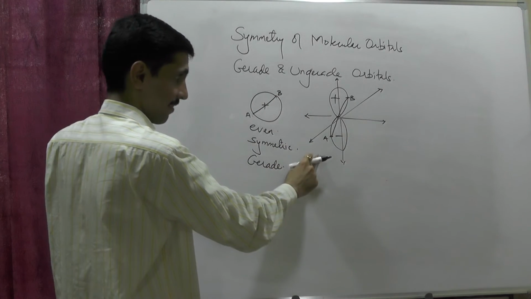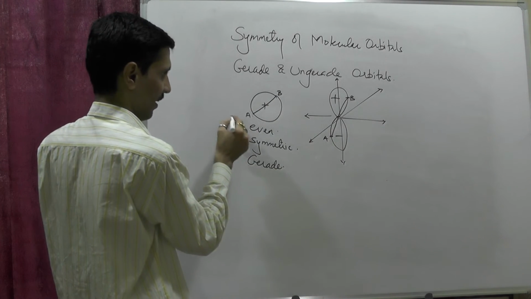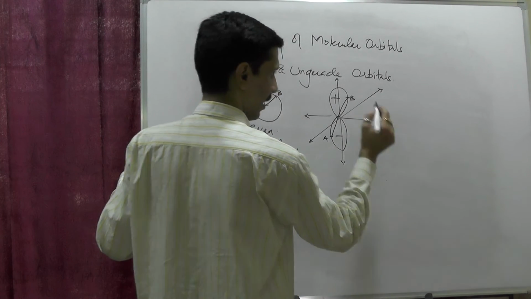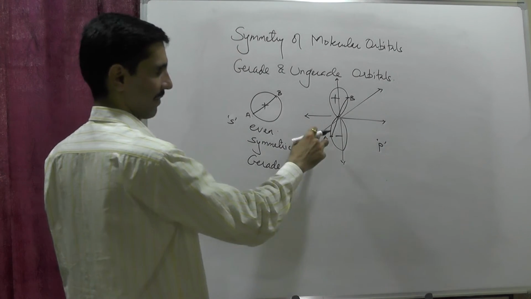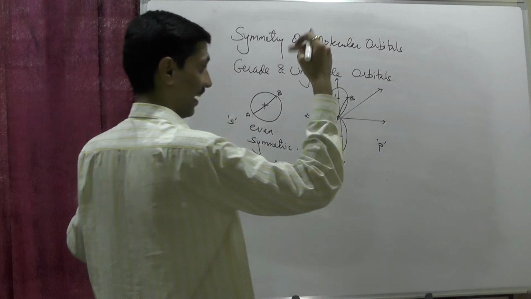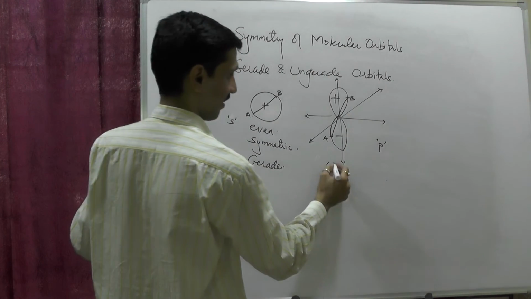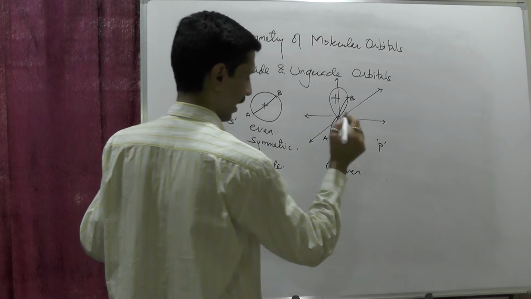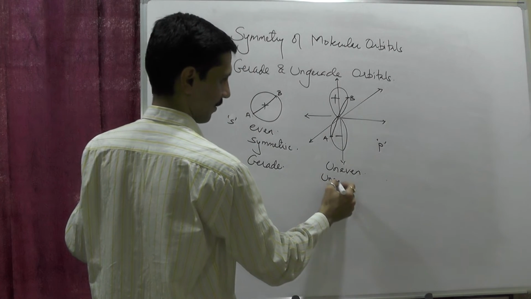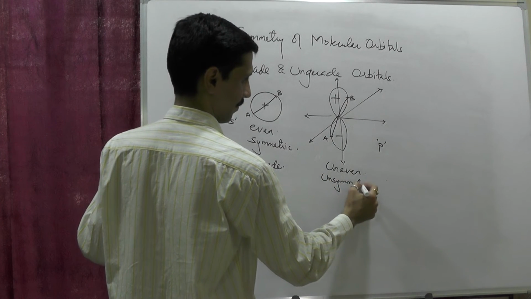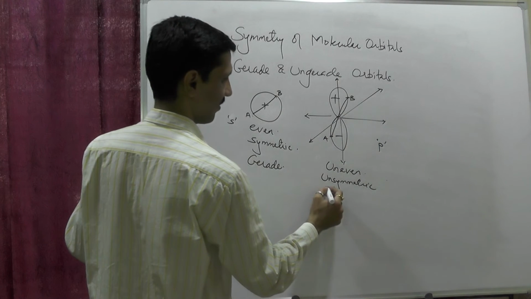But here in the case of p orbitals, this is an s orbital, this is a p orbital. So in the case of a p orbital, as I go from point A to point B, the sign changes, and that means it is uneven, or we call it unsymmetric, or we call it what? Ungerade.